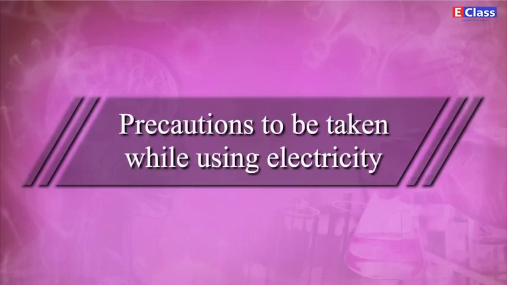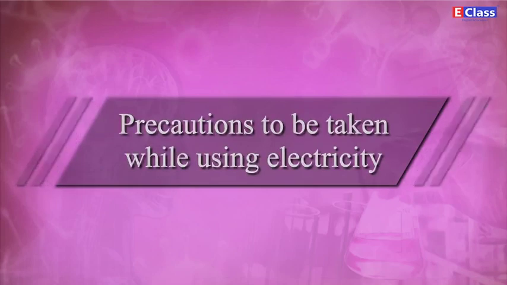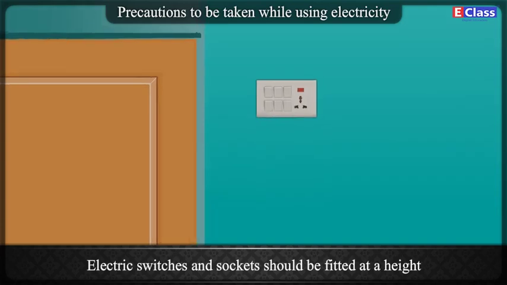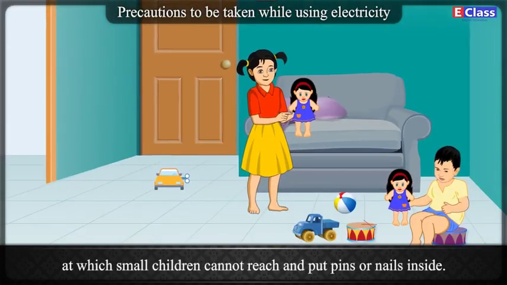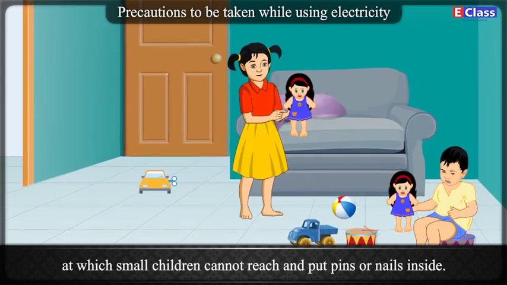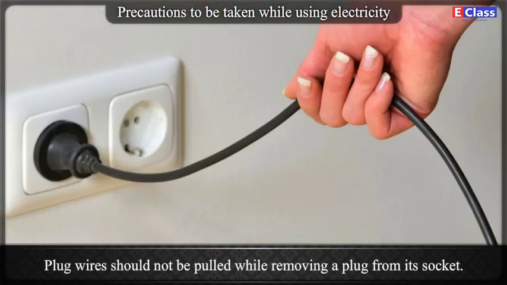Precautions to be taken while using electricity. 1. Electric switches and sockets should be fitted at a height at which small children cannot reach and put pins or nails inside. Plug wires should not be pulled while removing a plug from its socket.